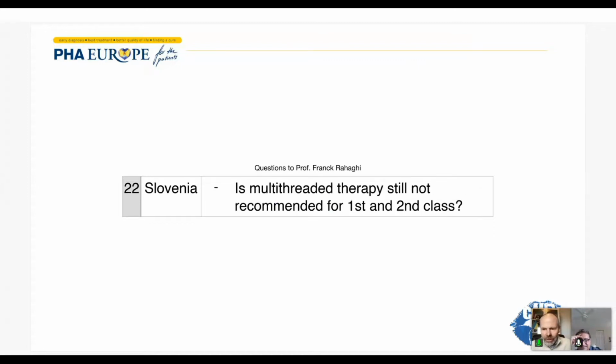Slovenia again, is multi-drug therapy still not recommended for functional class 1 and 2? Okay, I'm going to translate that into: is multi-drug therapy, meaning 2 or 3 drugs, not recommended for functional class 1 and 2? That's not true. No. We're actually beginning to suggest that you should at least be on 2 drugs, regardless, except if you've been on 1 drug for the last 20 years and you're still alive and doing well, then, you know, that drug probably really works well for you, and it's probably okay to be on that 1 drug.